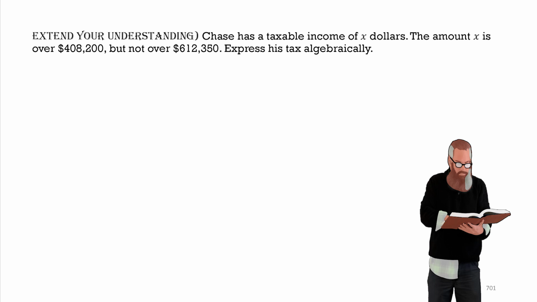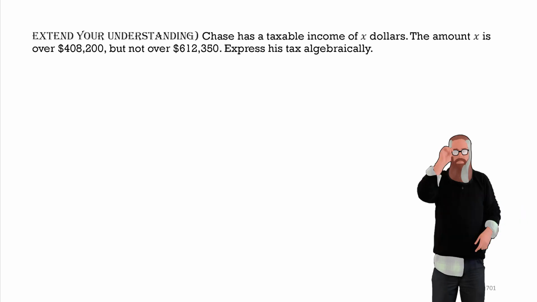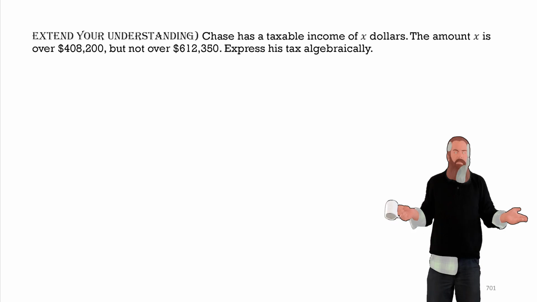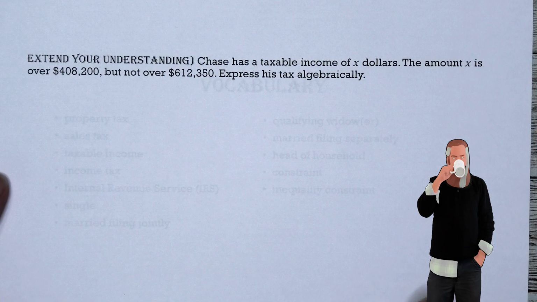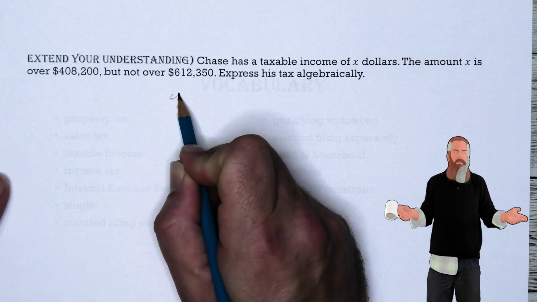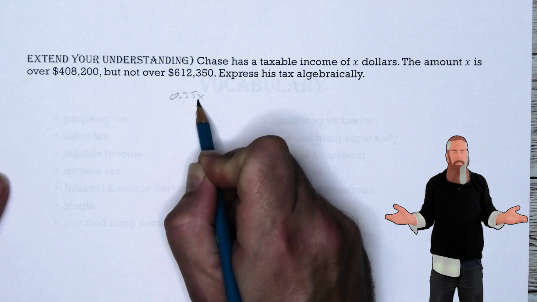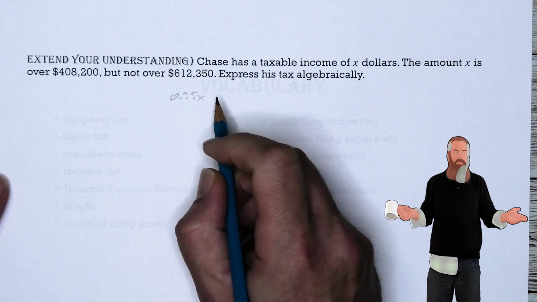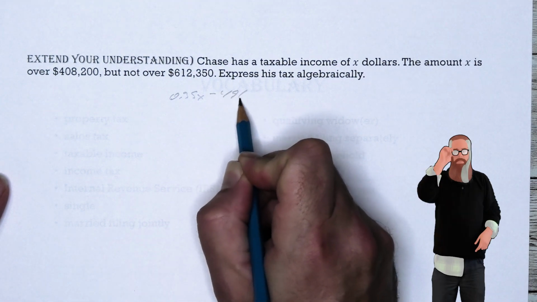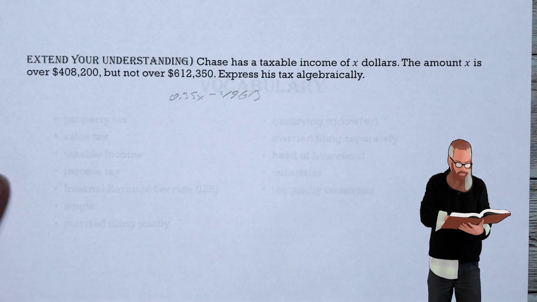Let's extend our understanding of this a little farther. Chase has a taxable income of X dollars. The amount X is over $408,200, but not over $612,350. Express his tax algebraically. Well, according to the tax table, he's going to be paying 35%. So we're going to take 0.35 and multiply that by the income to get a number. But then it tells us to subtract $49,613, giving us our expression.